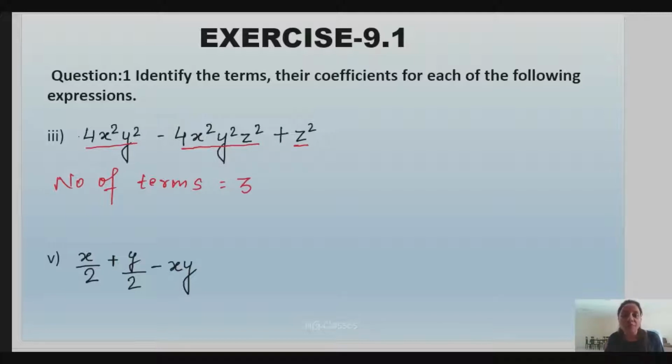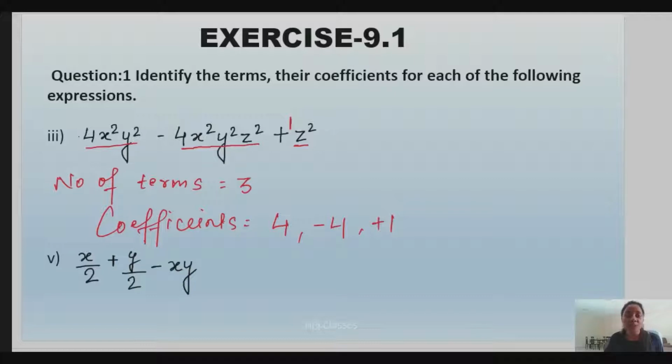Now apart from that, we have to write the coefficients as well. So coefficients will be here. See carefully, this 4 is the constant term sitting with these variables. So 4 is the coefficient, and this negative 4 is also a coefficient. Now here we have nothing in front of this z², so we can consider it positive 1. So our coefficients are 4, minus 4 and positive 1.